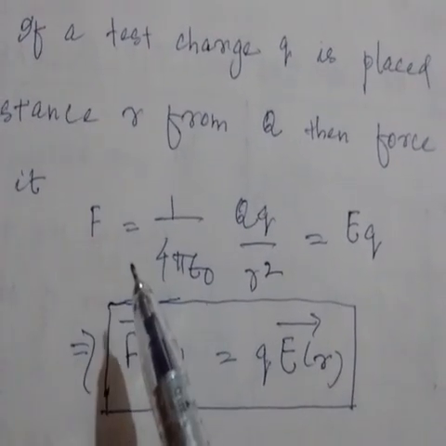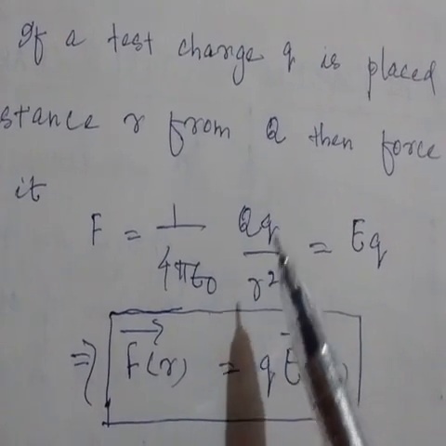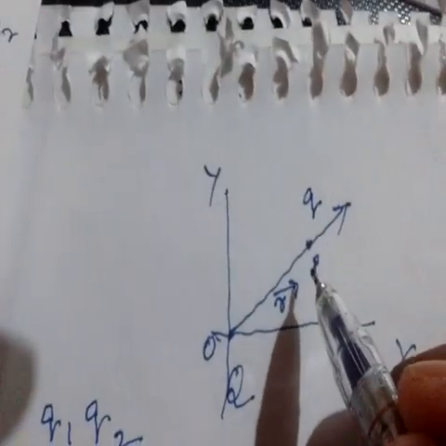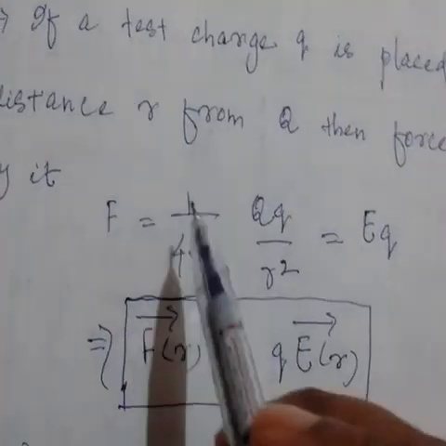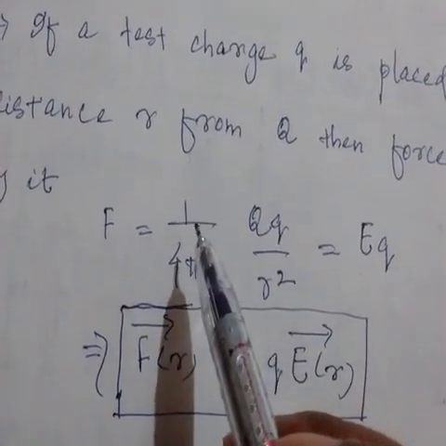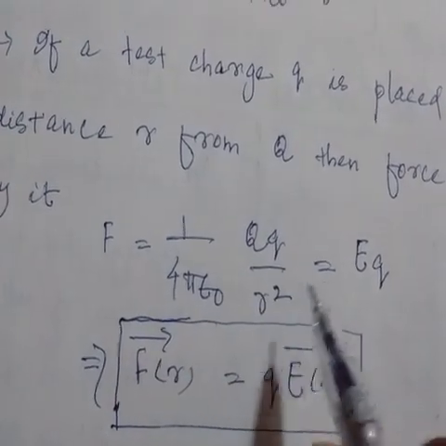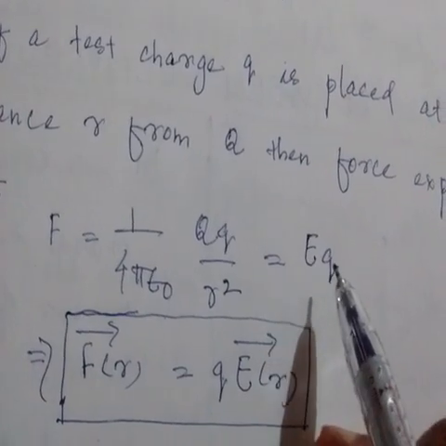Now, if you simplify it, we already know F is equal to 1 by 4 pi epsilon naught Q q by R square. What is the small q here? Suppose I place a small q charge at this point P. Now this capital Q will apply Coulomb force on the small q. That force is 1 by 4 pi epsilon naught Q by R square times q. But we already know that 1 by 4 pi epsilon naught Q by R square is the electric field. So it will become E q.